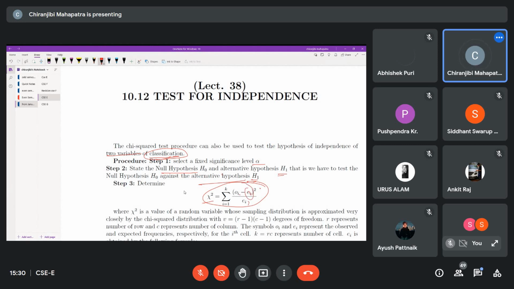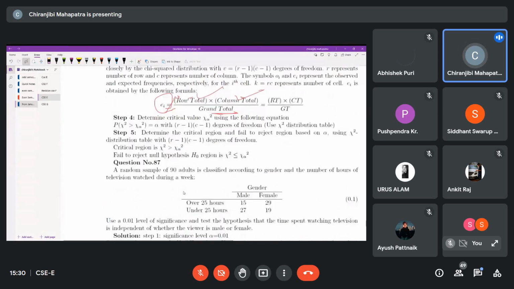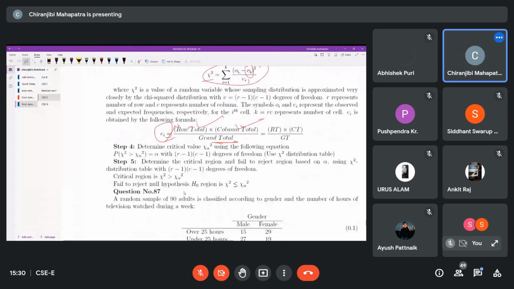वन. तो एक्सपेक्टेड कैसे फाइंड आउट करोगे? रो टोटल इनटू कॉलम टोटल. ओके, so Ei is equals to row total into column total divided by the grand total. That means ये जो एक छोटा सा एग्जांपल दिखाया था, अब बाकी प्रोसीड्यूर सेम है और टोटल नंबर ऑफ degrees of freedom equals (r minus 1)(c minus 1).